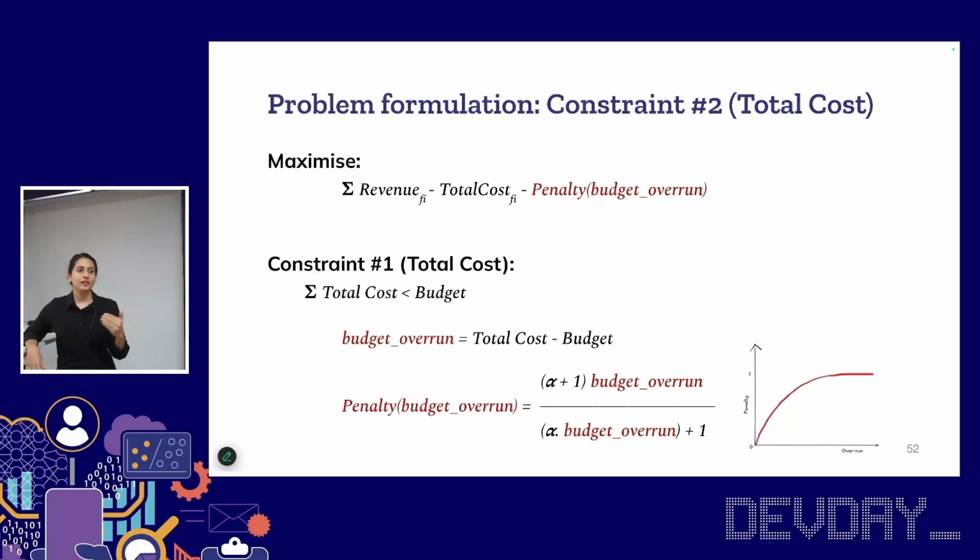So that is a non-linear penalty function as shown in this graph. If the overrun is towards the 0 side, the penalty is slower. As and when the overrun increases, the penalty shoots up really fast, and then it stabilizes after a point. This is a non-linear penalty function, a classic function: (alpha + 1)x divided by (alpha x + 1). This is a classic non-linear penalty function.